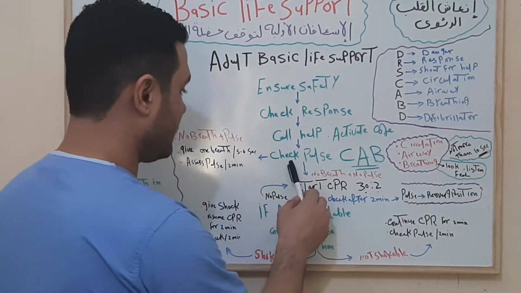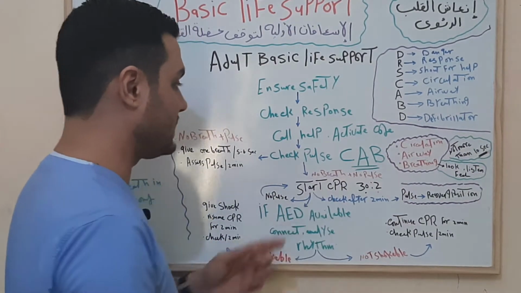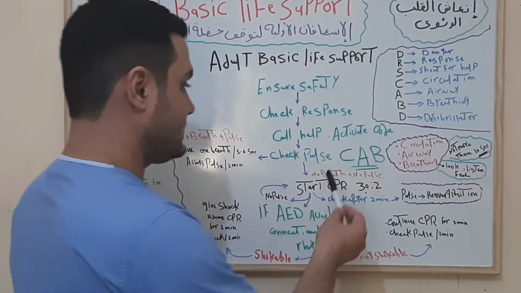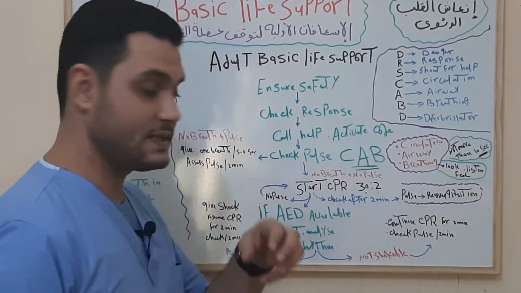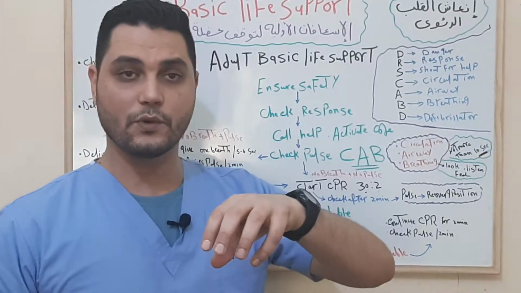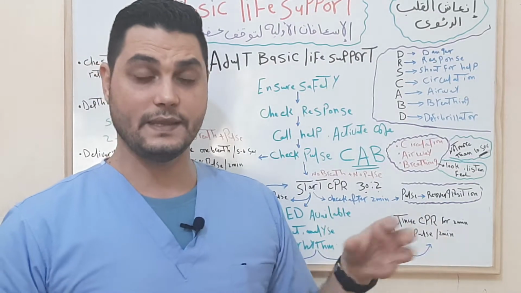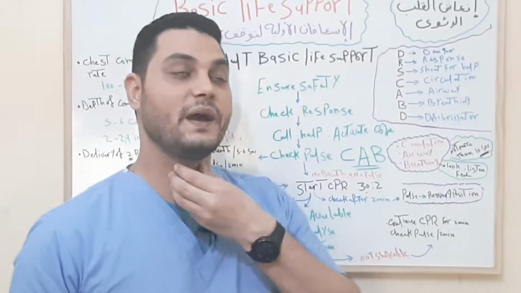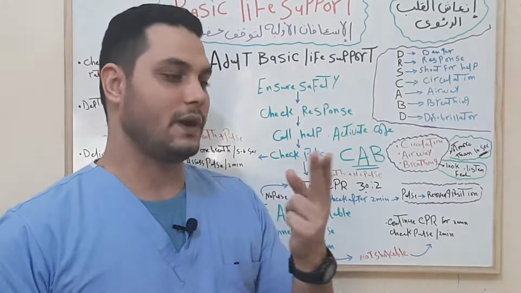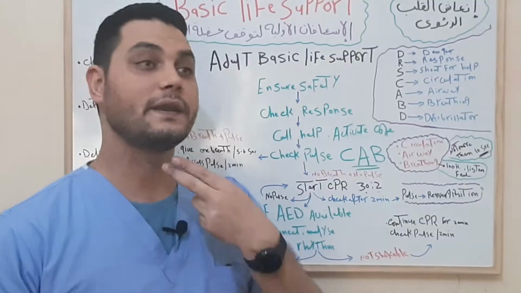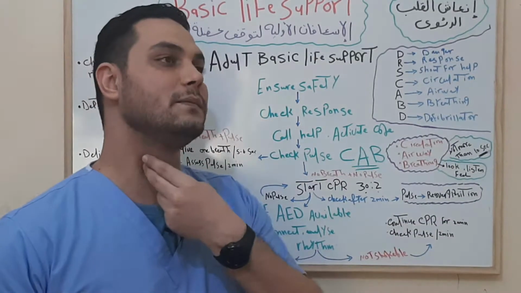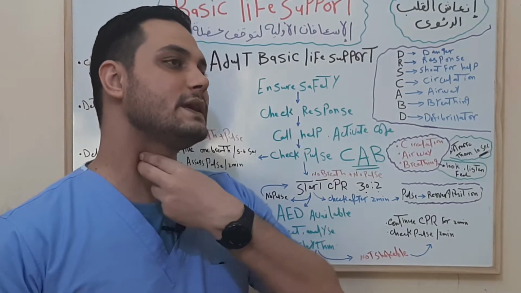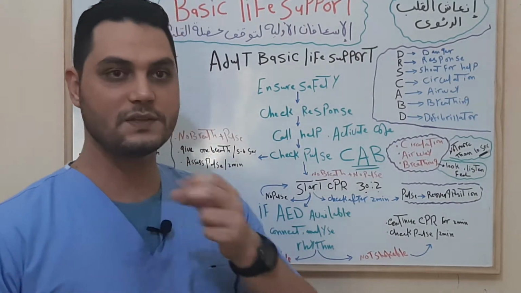The next thing is check the patient's pulse, by C-A-B. C for circulation. You will check the pulse first because the most common cause for cardiac arrest in adults is the heart. How will you check the pulse? By carotid pulse. You will put your index and middle finger here beside the trachea by 2 cm, to check if there is a pulse or not.